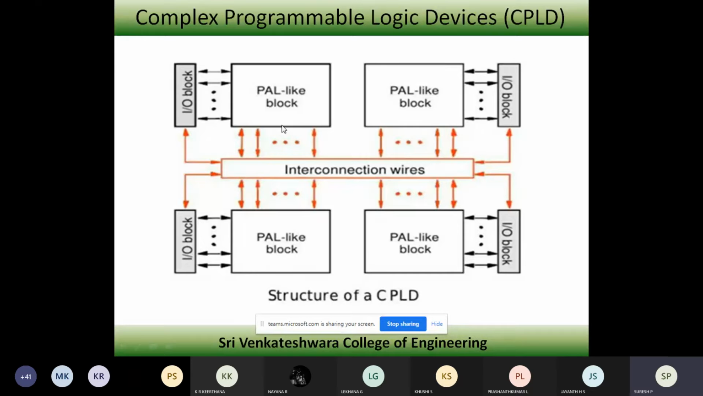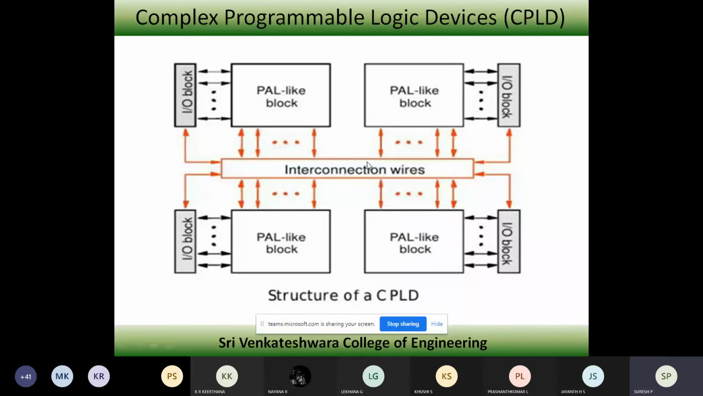So all of you understanding, right? What do you mean by this PAL like block? What is it going to generate? What do you mean by PAL? Programmable array logic, right? What is it going to provide? It is going to provide the logic function, right? So each individual block is going to provide you a different logic function. Because you have to program it, right? So you program the AND array, and you have the fixed OR array, right? So by programming the AND array, you are going to generate one logic function.